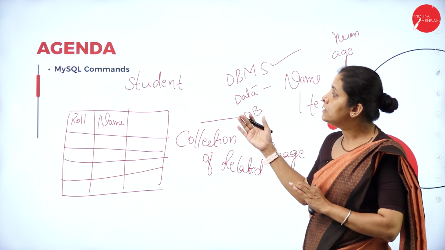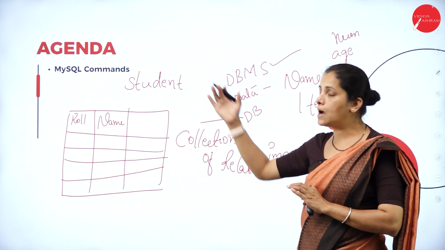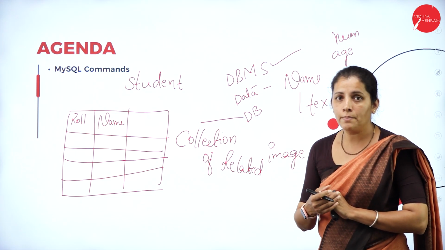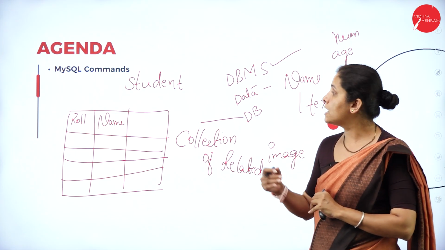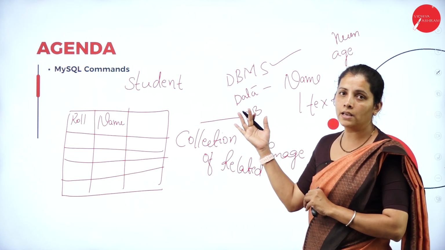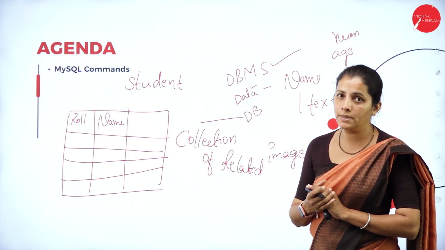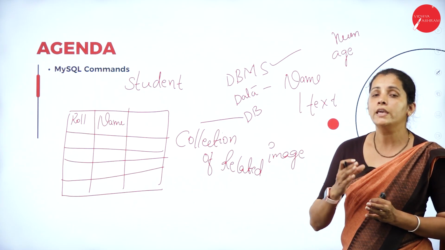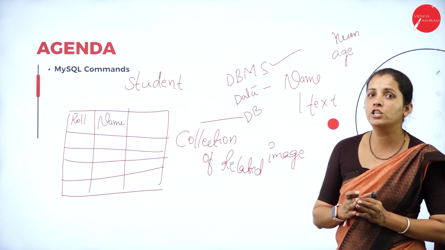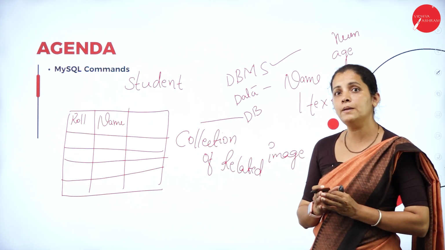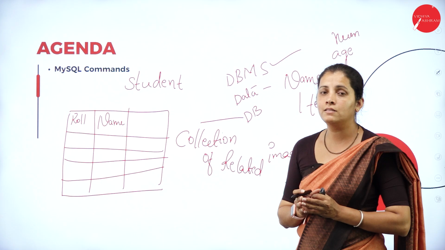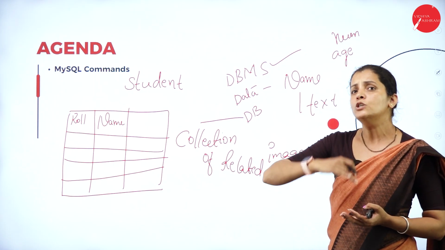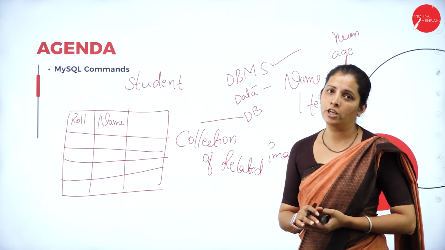If I consider database, I can have examples like student database, employee database, bank customer database. These are examples of database. And if I consider database management systems, I can have the object-oriented database management system, the relational database management system, the multimedia database management system, network database management system, hierarchical database management system. These are examples of database management system.